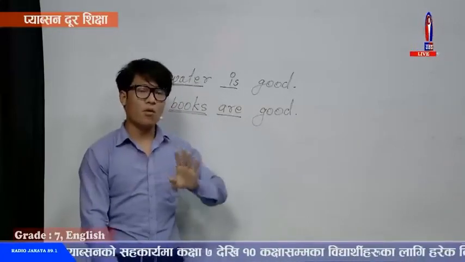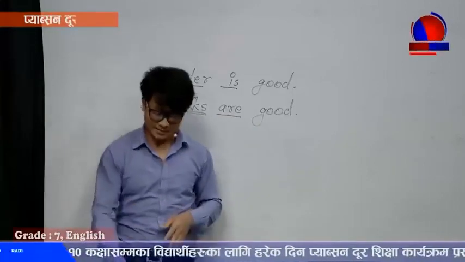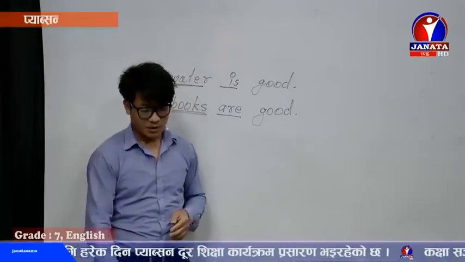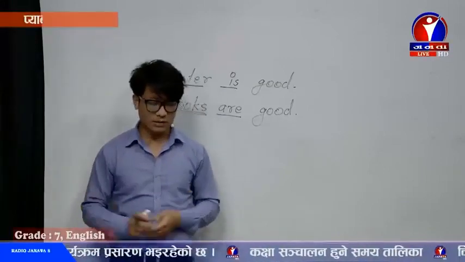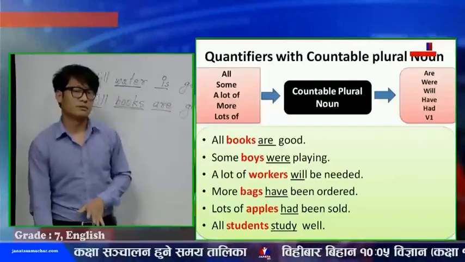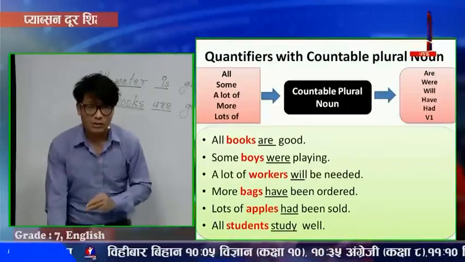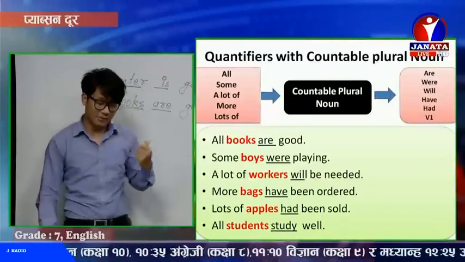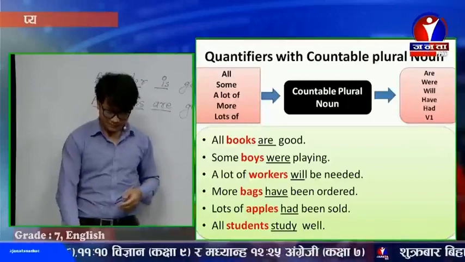Now let me show you more examples. Some boys were playing. A lot of workers will be needed. More bags have been ordered. Lots of apples had been sold, and all students study well. So I hope you have learned how to use the verb if there is an uncountable noun after quantifiers, and if there is a countable plural noun after these quantifiers. I hope you have learned. Now let's start another.